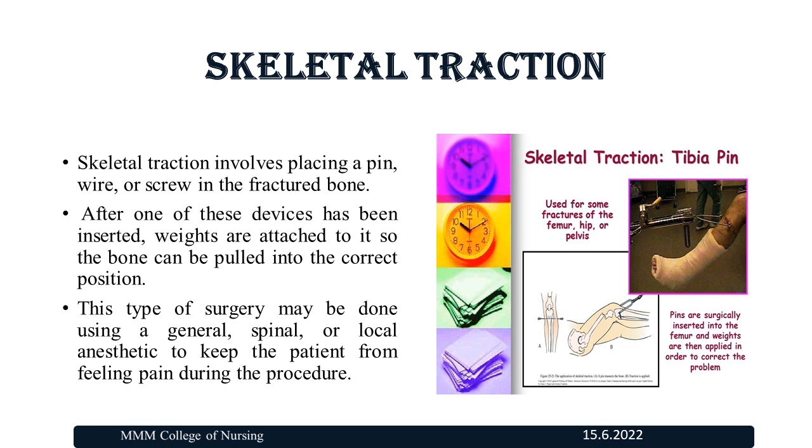What is skeletal traction? Skeletal traction involves placing a pin, wire, or screw in the fractured bone. After one of these devices has been inserted, weights are attached to it so the bone can be pulled into the correct position. This surgery is usually done with general, spinal, or local anesthesia, so the patient is kept free from pain during the procedure.